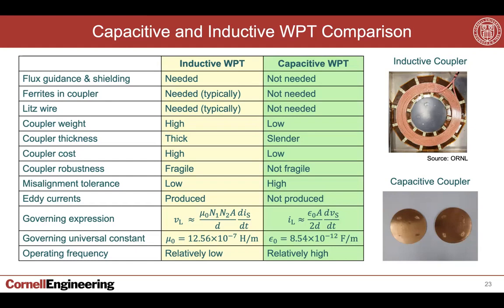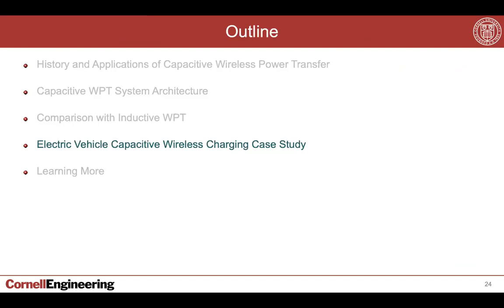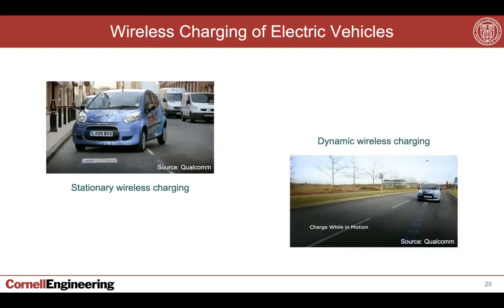All right. So with that, let's take a very quick look at the case study of electric vehicle wireless charging by capacitive means. I will go through this rather quickly and point you to references that you can read to learn more about it. Let's start talking about this application. First of all, wireless charging of electric vehicles can be either stationary or in motion, also known as dynamic. We'll talk about both, but we'll start with stationary first, because that's also going to help us get to the dynamic part.